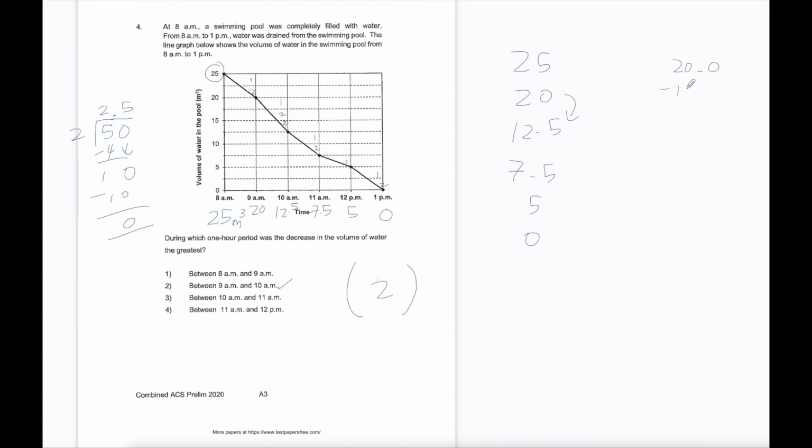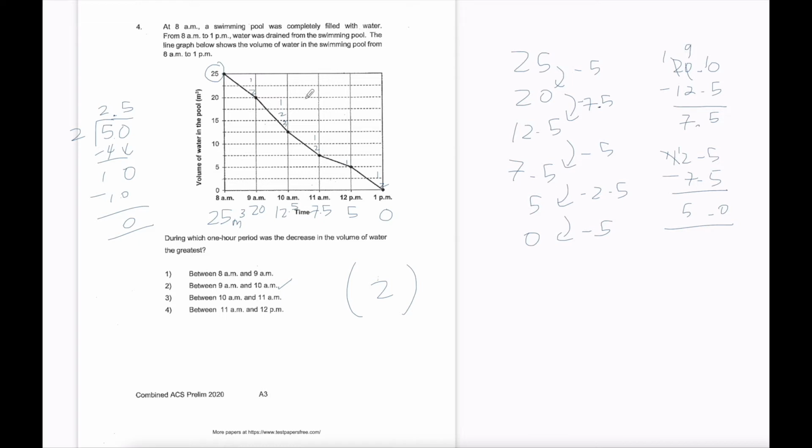Let us calculate to see how much it dropped. It dropped by 7.5. The others dropped by 5, 2.5 and 5. So yeah, our answer is correct. So this is the calculation method and this is using the graph method. Both work, so it depends on which one you prefer.